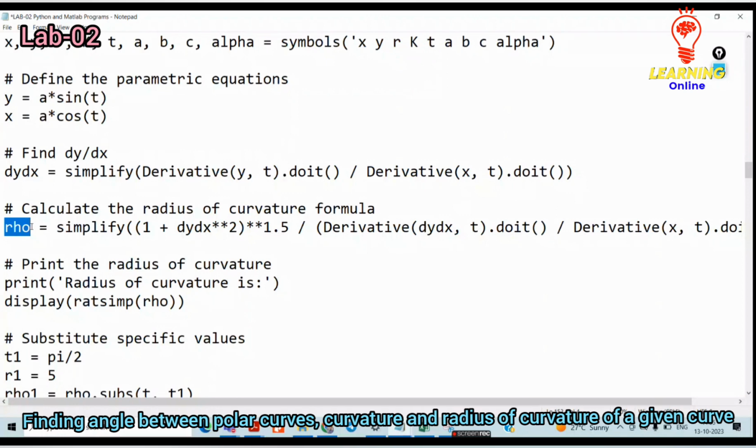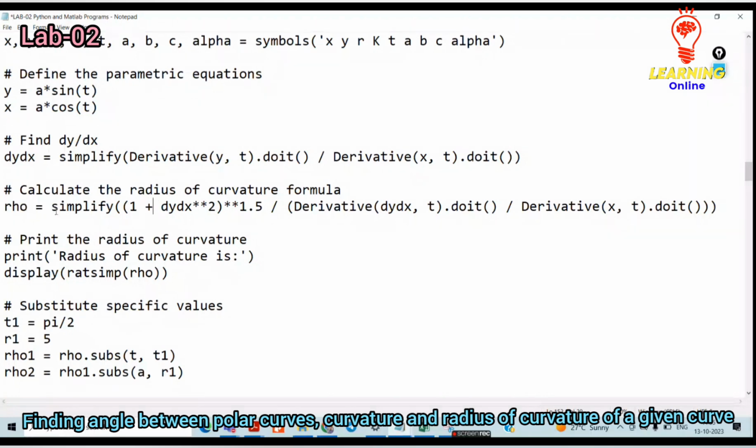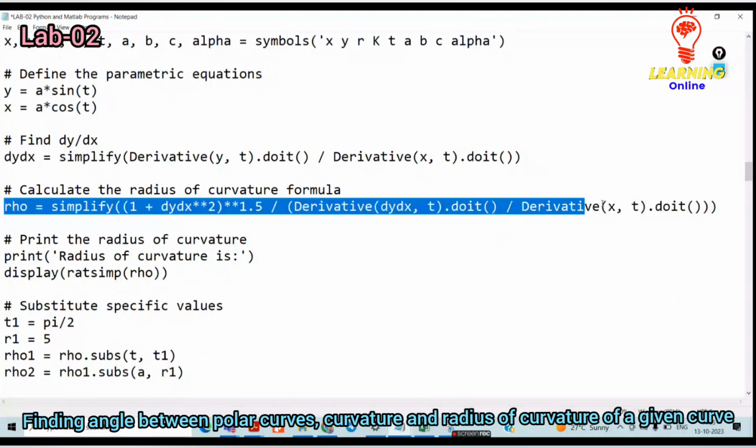Okay, because of that reason, I am using simplify because I have the expression, that is dy/dx. So 1 plus (dy/dx) squared, raised to 1.5, then the derivative of dy/dx with respect to t and the derivative of x with respect to t. Then I will get this particular radius of the curvature.